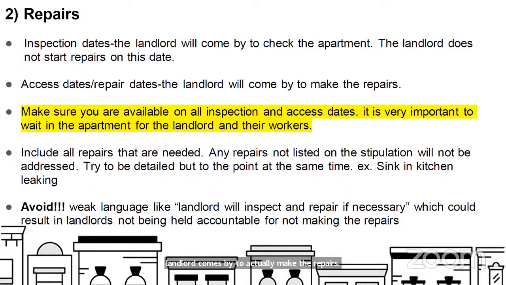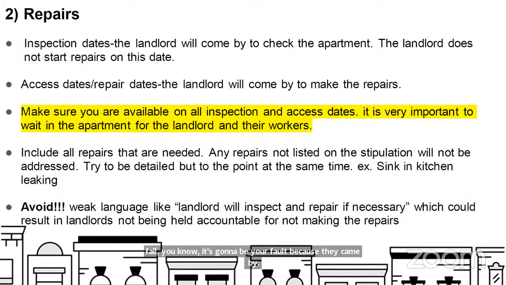Make sure you're available on all the inspection and access dates. It's important to wait in the apartment for the landlord and their workers, because remember, you're agreeing to these dates. So there may be specific dates listed, say March 25th, where we agree for you to come and start the repairs. Make sure you're available that day. If you're not in the apartment, it's not going to be the landlord's fault, it's going to be your fault, because they came by. So things like that.